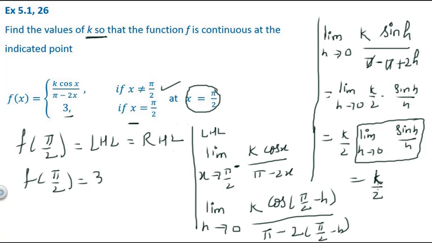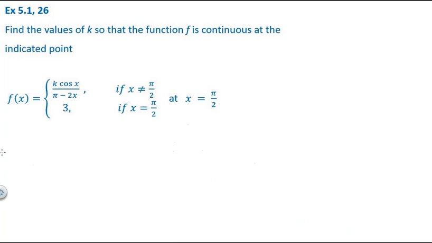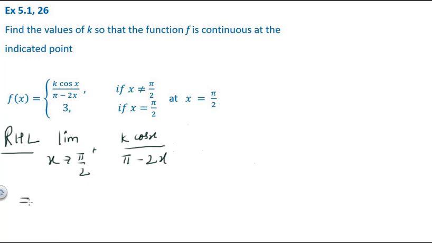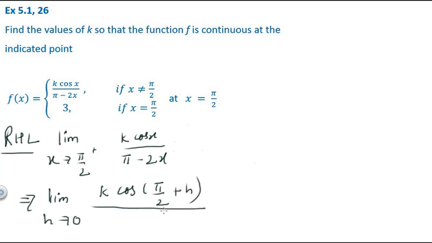Now because it is continuous, so definitely RHL is also going to be k by 2. Correct? Let us just solve that and verify. RHL. In RHL, you will have limit x tending to pi by 2 plus, the function is k cos x upon pi minus 2x. Changing it to limit h tending to 0, k cos of pi by 2 plus h divided by pi minus 2 into pi by 2 plus h.